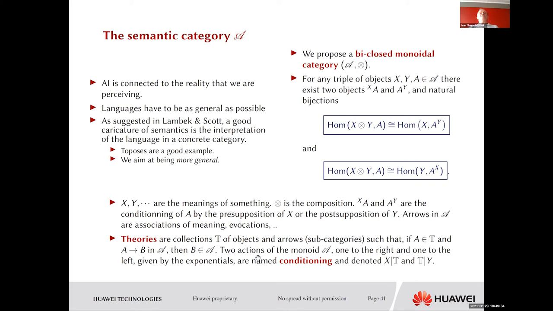So in this case, theories will be collections of objects and arrows such that if A belongs to the theory T, and if this arrow from A to B is in the theory, then B has to be in the theory. And the two actions of this monoid, the one on the right and the one on the left, given by the exponentials, will be named conditioning. And these conditionings will be essential to define the notion of semantic information that will be defined in more detail by Daniel in the next talk.